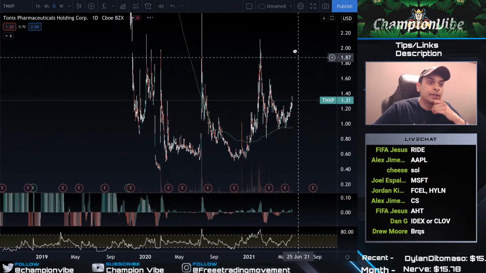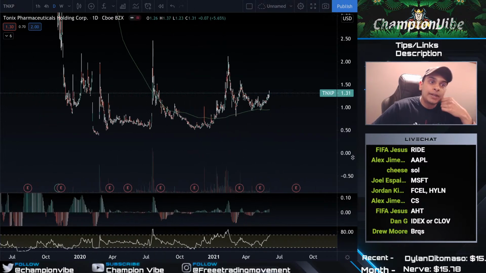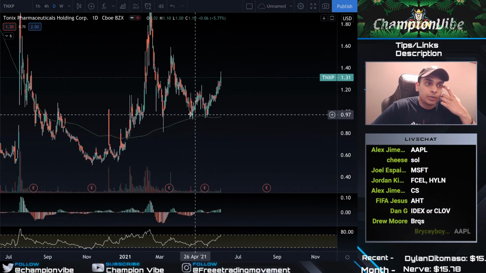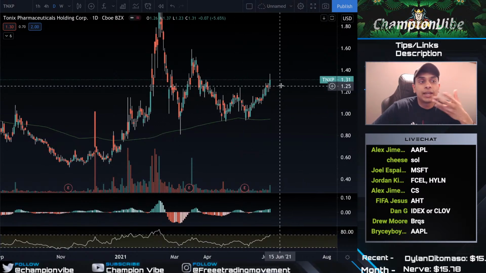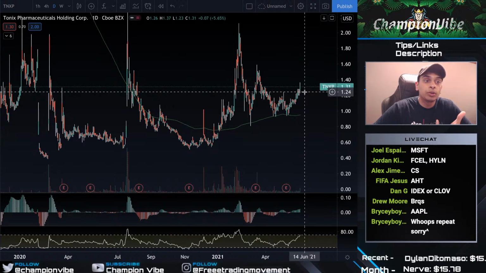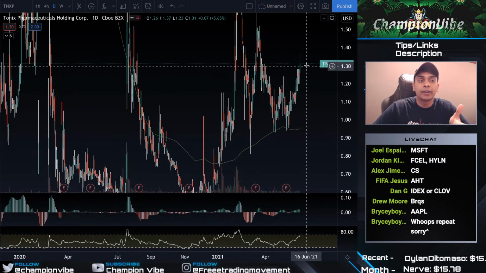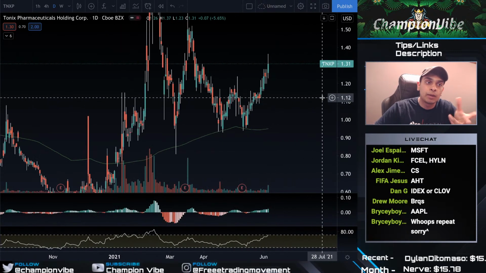First one was TNXP. It already double bottomed off the 200-day moving average. There was a much better entry over here. There was even classic bullish divergence at this point. Yes, it's bullish, but it has higher risk buying up here than buying down here, because where do you place your stop loss?